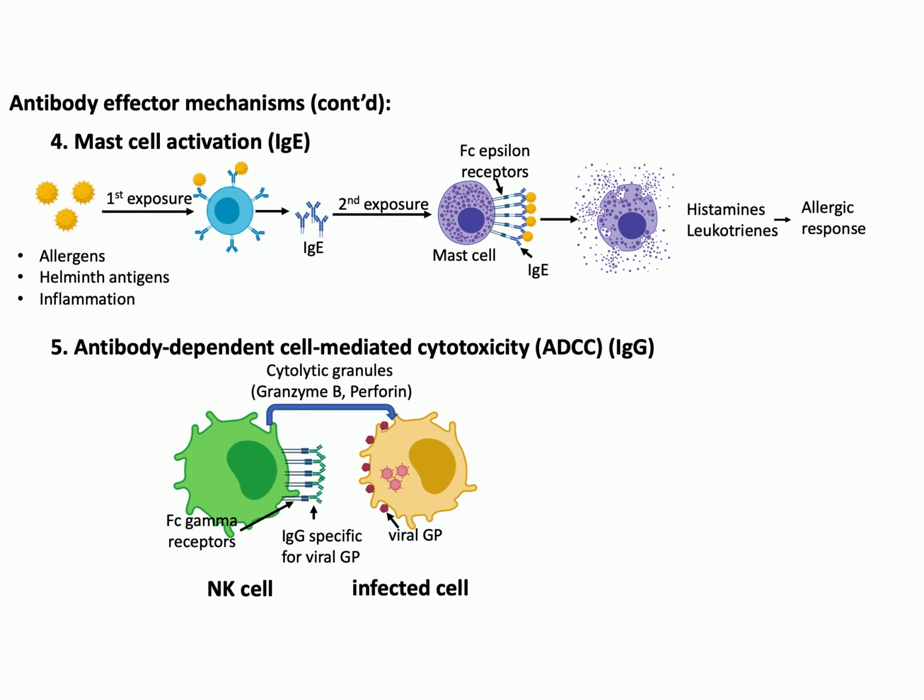Lastly, some antibodies can be recognized by Fc receptors on the surface of natural killer cells. These are antibodies, typically IgG antibodies, that bind to viral glycoproteins that are left on the surface of an infected cell when that virus enters into the cell. When these antibodies bind and are recognized by these Fc receptors on natural killer cells, this triggers the ability of the NK cell to mediate direct cytotoxicity. This is called antibody-dependent cell-mediated cytotoxicity.